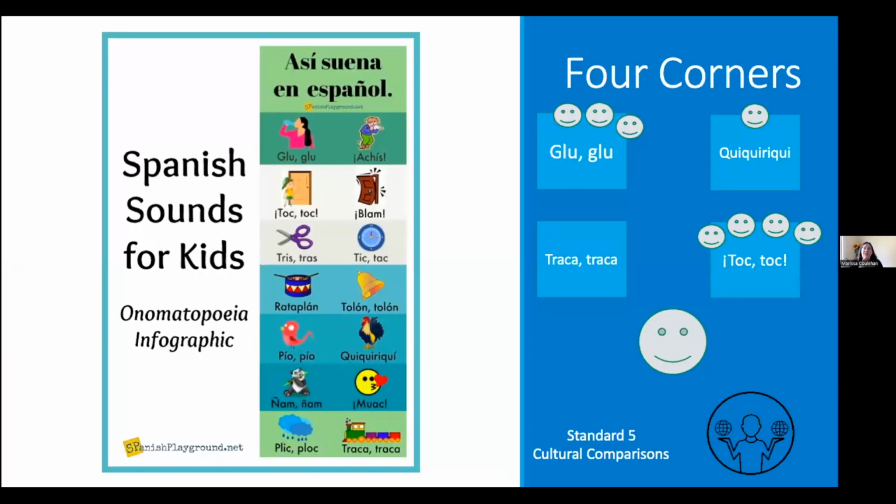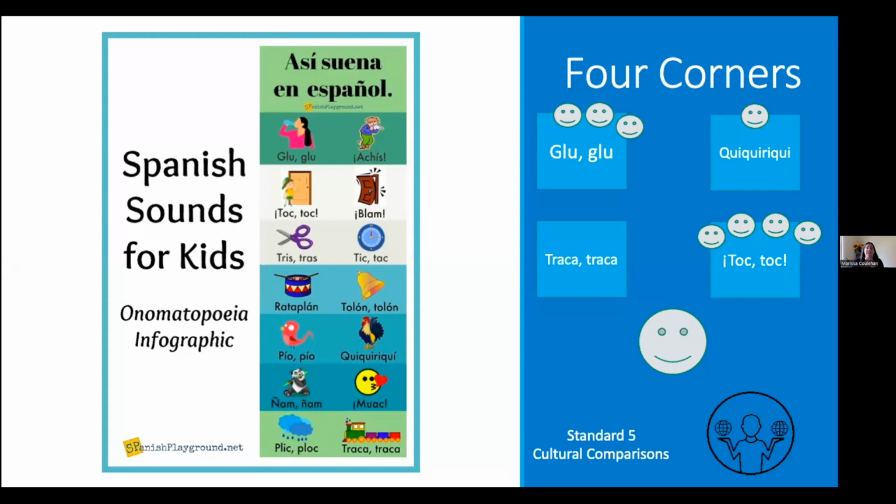And I want to share a game that I first learned through my collegial circle. Shout out to the Scarsdale FLUS program. This game is called Four Corners. In order to set up this game, let me give you the context of this onomatopoeia infographic, okay? So here we have an infographic from Spanish Playground.